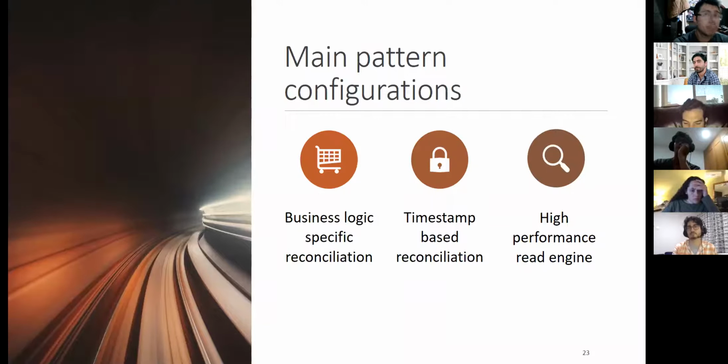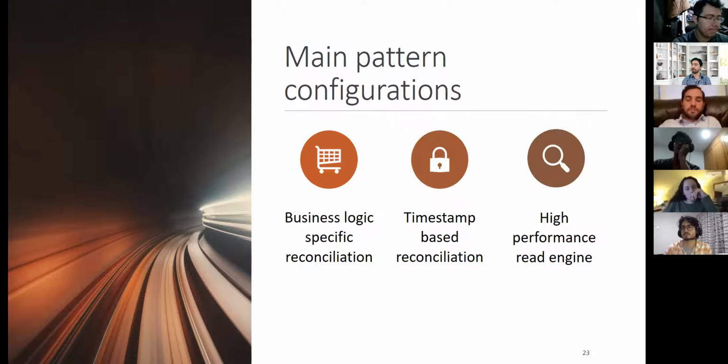Okay. Which are the main parent configurations? We have three main uses, let's say, in Dynamo. The first one is the business logic specific reconciliation. In this case, we have the most popular use case, which is the shopping cart, in which its business logic reconciles objects. Let's say the different versions of a customer shopping cart are merged to have one that is most updated.